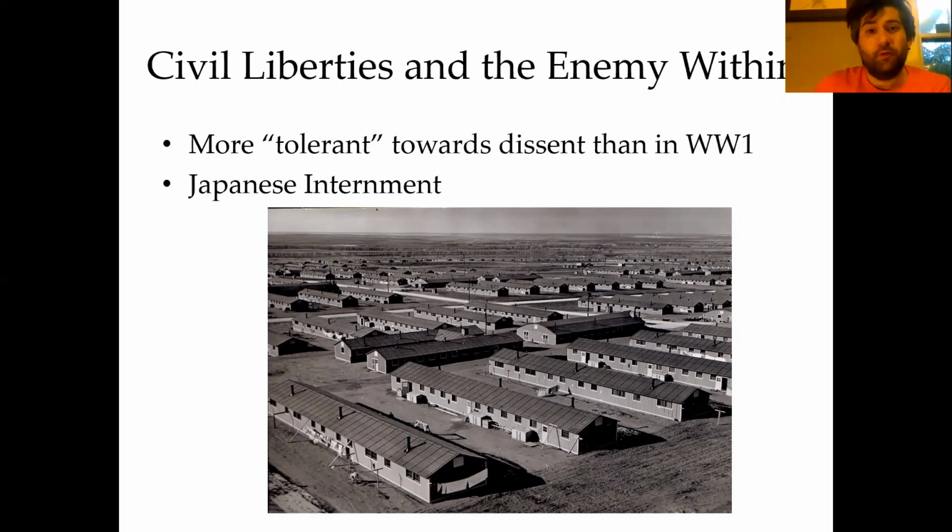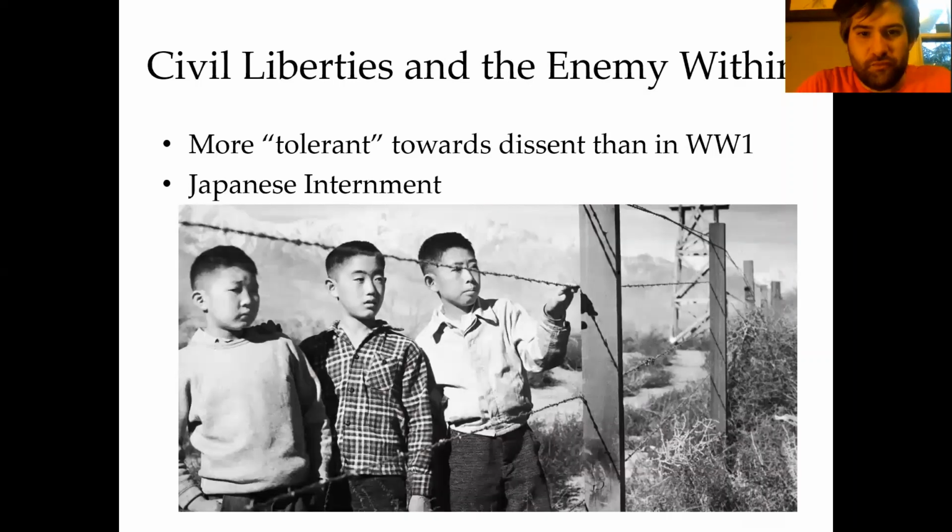So you could have people fighting in World War II while their parents were in internment camps. And so that's a project that you could choose to do, is talk about the experience, the decision to intern, and the experience of people once they are interned.